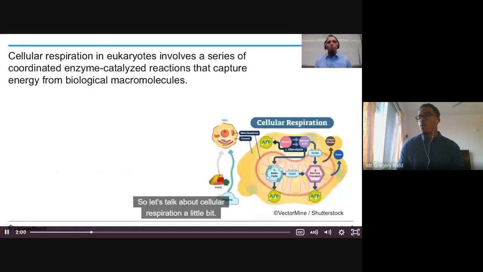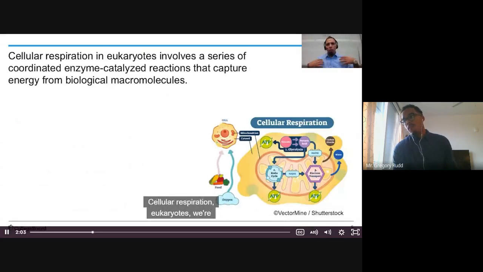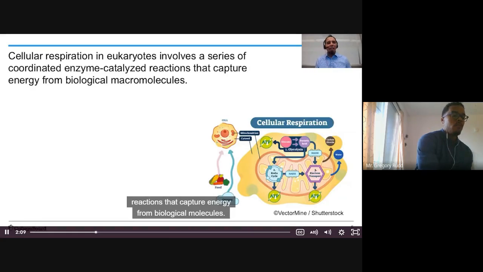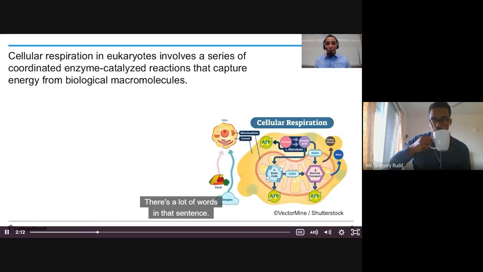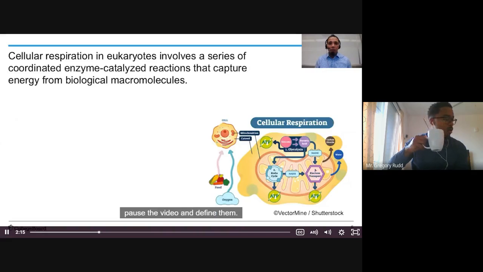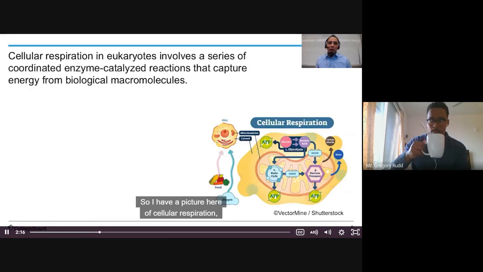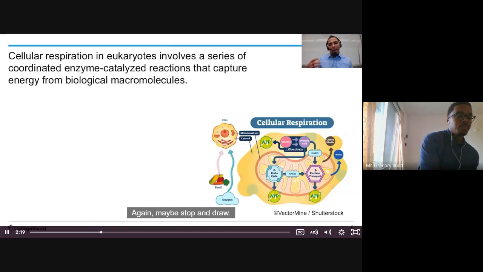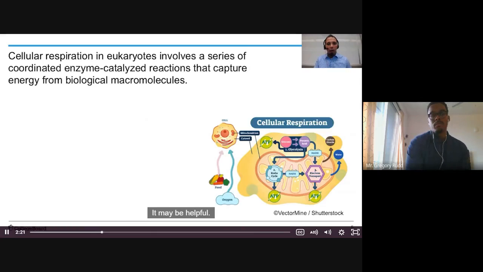So let's talk about cell respiration a little bit. Cell respiration, eukaryotes, we're eukaryotes, right? So we're doing cell respiration now. It involves a series of coordinated enzyme-catalyzed reactions that capture energy from biological molecules. There's a lot of words in that sentence. Maybe if there's some terms you're not sure of, pause the video and define them. So I have a picture here of cell respiration, a quick overview. Again, maybe stop and draw, may be helpful.